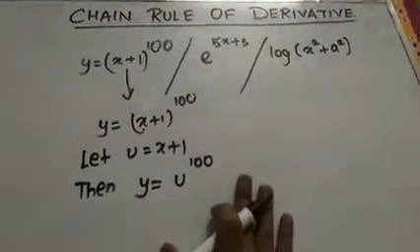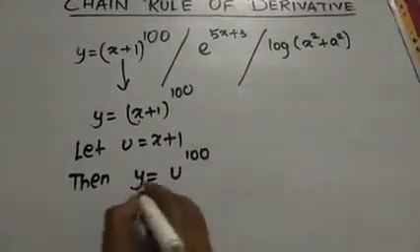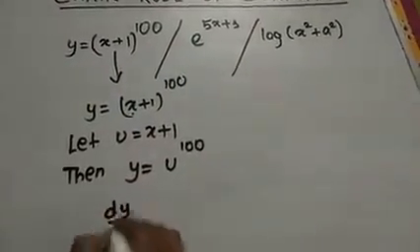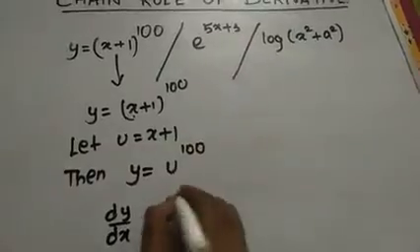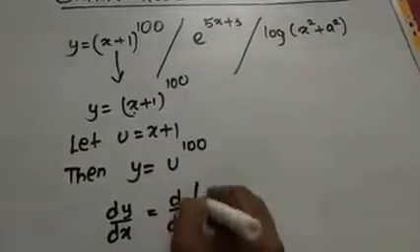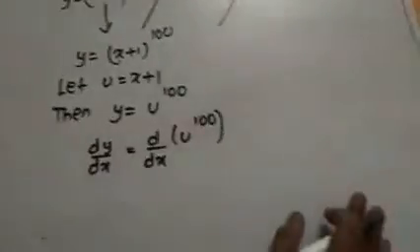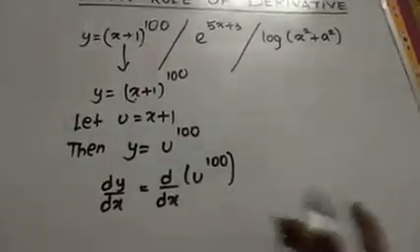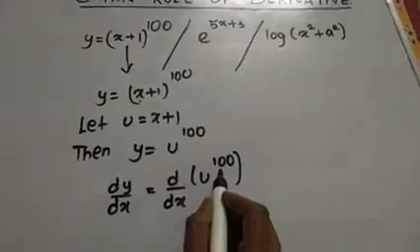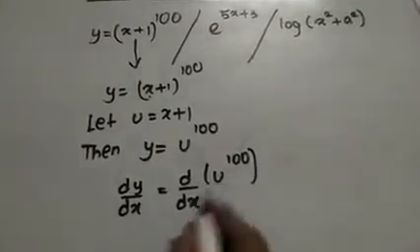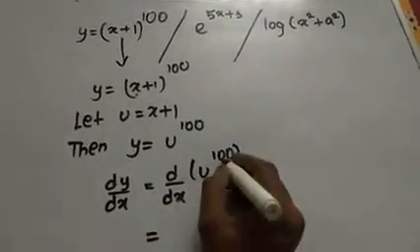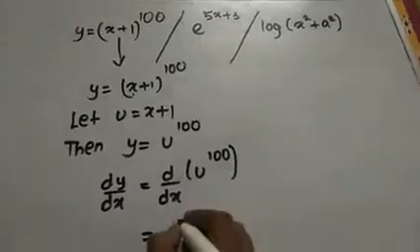So how will we differentiate this? We will write dy by dx, that is d by dx of u to the power 100. Okay, so now first of all we differentiate for the power. What is the power here? 100. So first of all we go for the power.